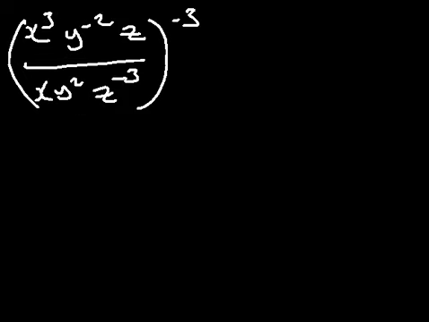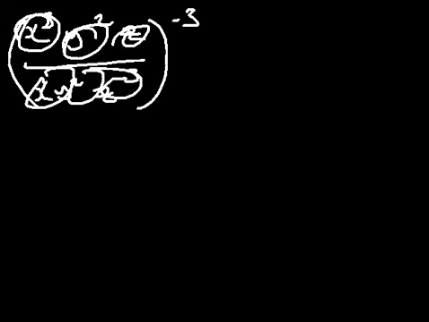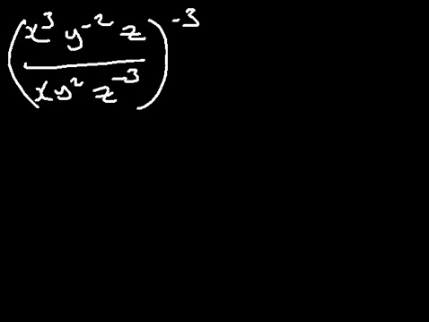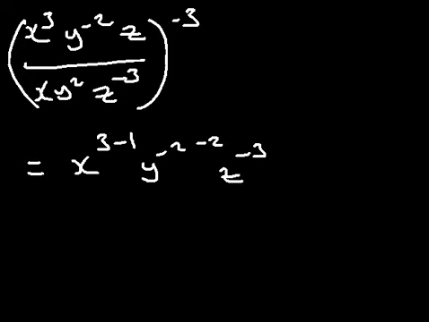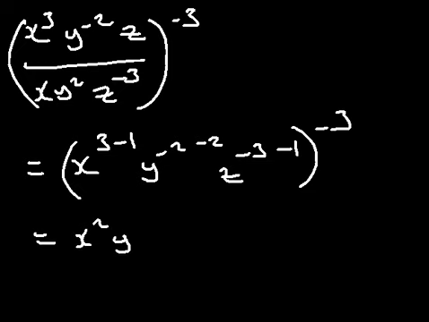Now let's think of using the division law, in the sense that we'll have to deal with x and x, y and y, as well as z. Then at the end of the day we'll have to make use of the power. So now this is the same as x to the power 3 minus 1 and y to the power negative 2 minus 2 and z to the power negative 3 minus 1 and overall to the power negative 3. So now this is the same as x to the power 2 and y to the power negative 4 and z to the power negative 4 and the overall to the power negative 3.